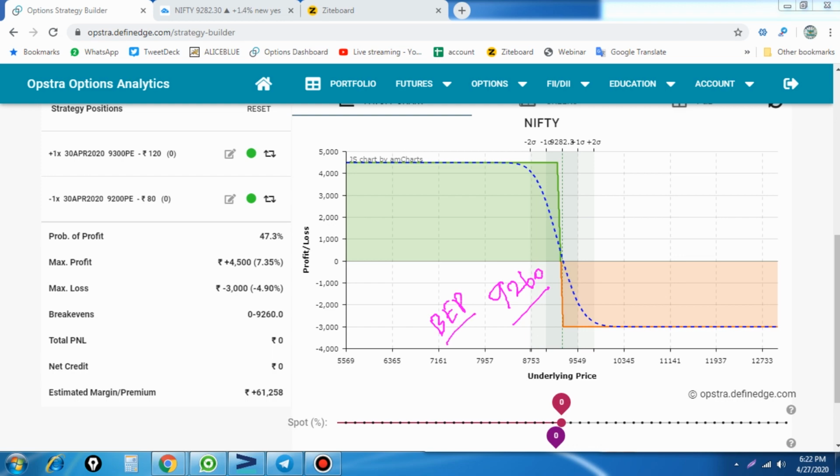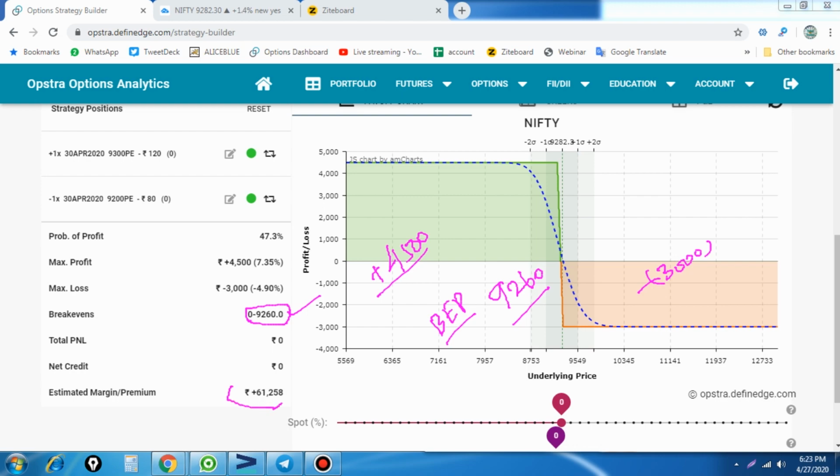Whenever Nifty closes below this point, I'm going to make money, and the maximum profit I'm going to get is 4500. This is my maximum profit when the Nifty moves below this point. If Nifty closes above 9260, I am going to lose a maximum of 3000 rupees, wherever it goes, even 11,000 or 12,000, even 15,000. Whenever the Nifty closes above 9260 at expiry, I'm going to lose somewhere around 3000. But when Nifty goes below 9260, I'm going to get a maximum of 4500 rupees profit.